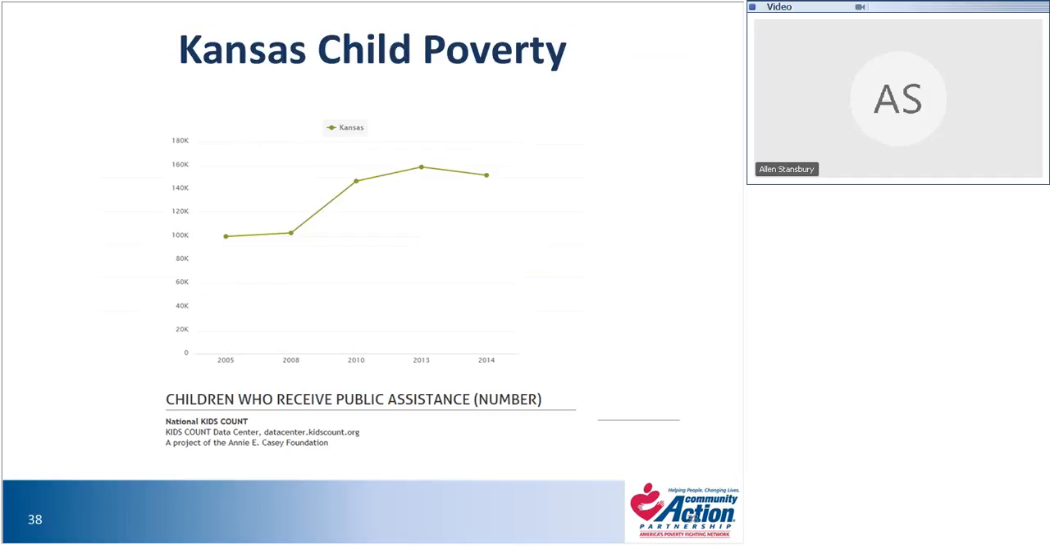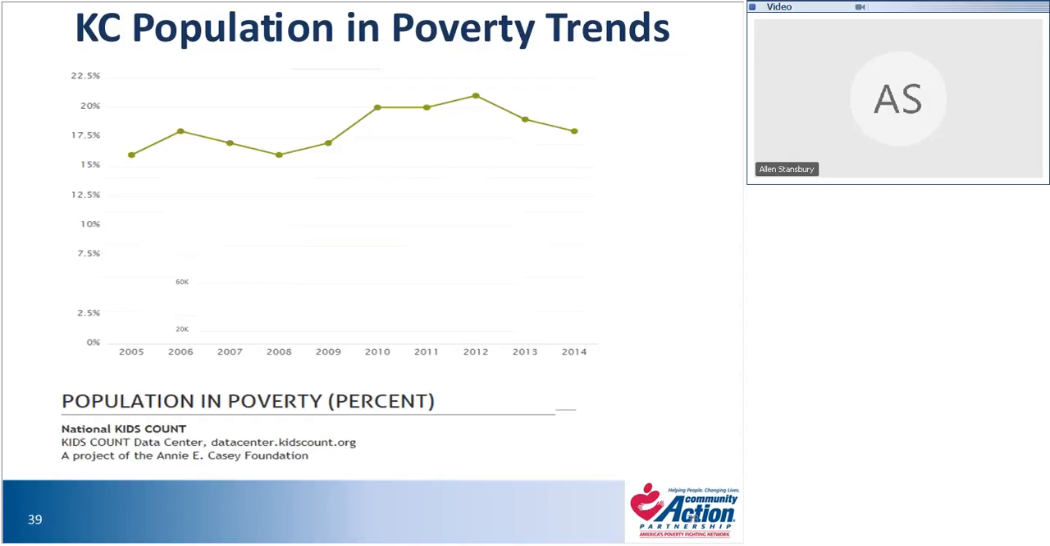I think this is Kansas State. So we're now up at about 150,000 to 160,000 kids in poverty. There's the population and poverty trends. You see it kind of fluctuates between 16% and a high of 21%.